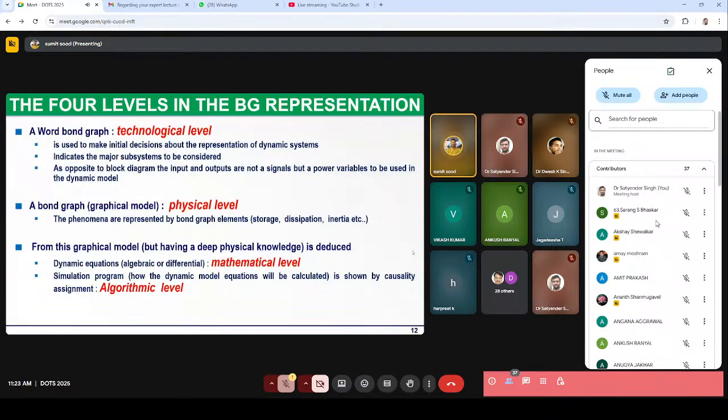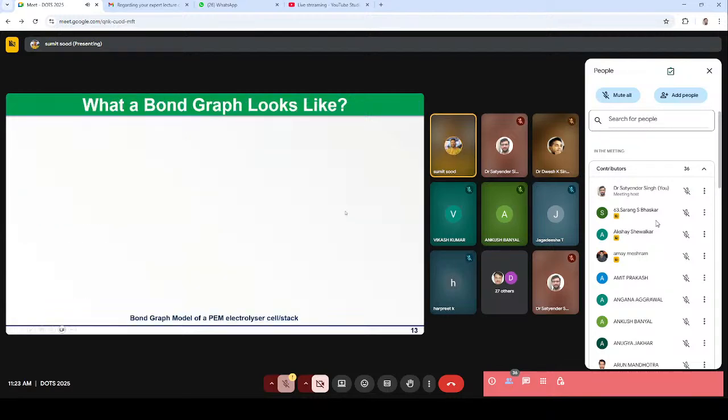So as I mentioned, in bond graph we have something called a word bond graph, which is at the technological level. Then we have a bond graph, the model itself, that is called the physical level, and then the two other models that we have discussed, the mathematical and algorithmic level. I will not explain it here. So let's first see what a bond graph model looks like.